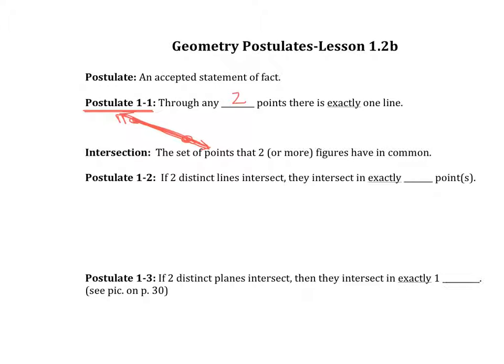So through any 2 points, there's exactly one line. They talk a lot in geometry about what an intersection is. And an intersection is the set of points that 2 or more figures will have in common.